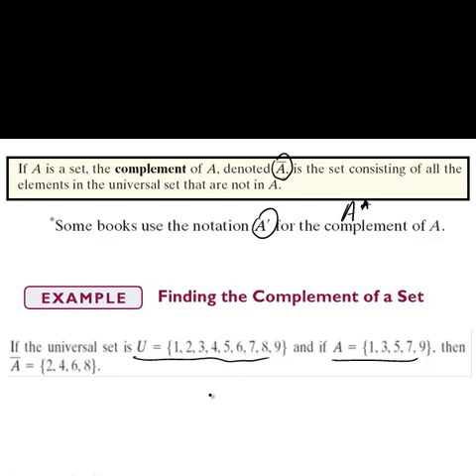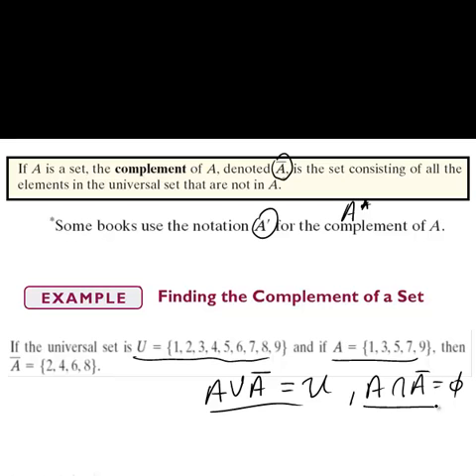So notice that set A together with its complement is equal to the universal set. And also notice that A intersected with A complement is the empty set, the empty set being the set of nothing. All right, so those are two important properties of a set with its complement.